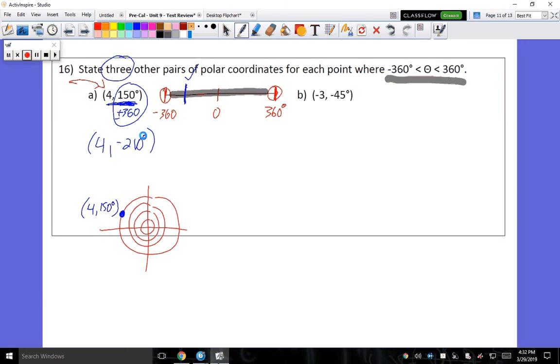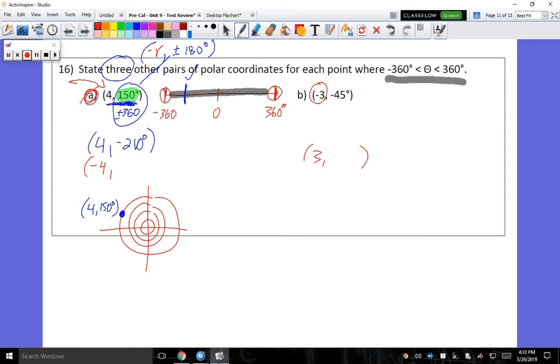From our notes, the other way we could do this is, instead of adding or subtracting 360 to the angle, we could add or subtract 180. And if we choose to do this with 180, we have to change the sign of r. If it was positive, we change it to negative, so this would change to a negative 4. Whereas this one, being negative already, would change to a positive 3. So let's continue with A right here.